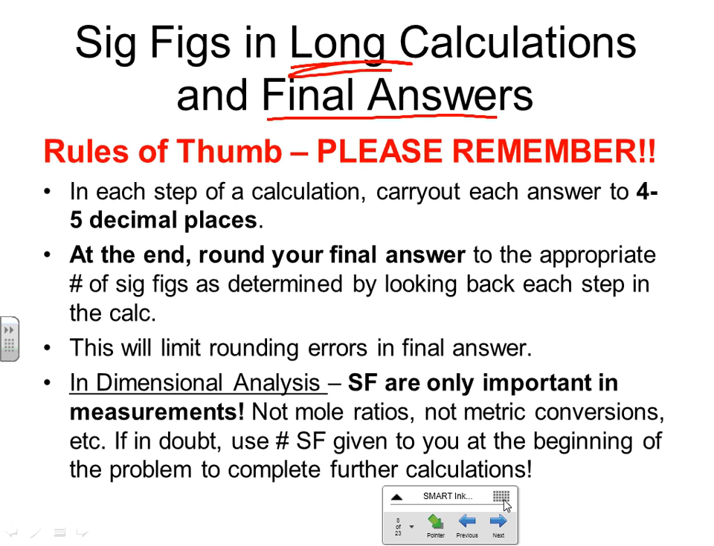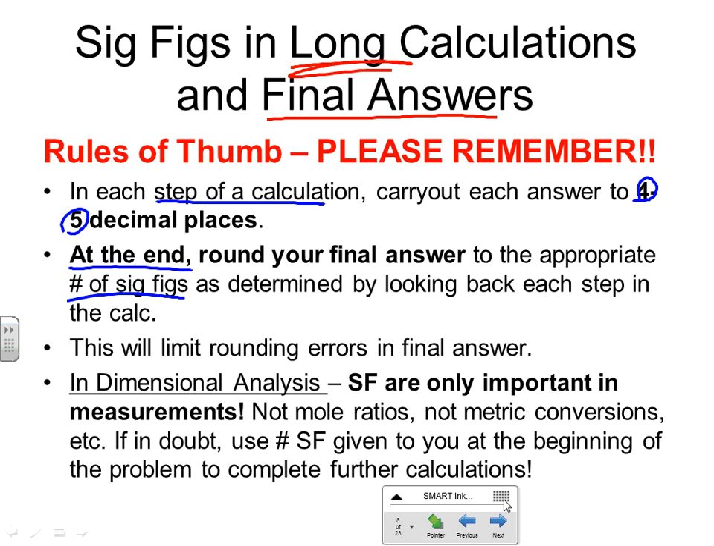Whenever you have long calculations and you've got maybe 4, 5, 6 steps to a long problem, carry out each answer of each step to probably 4, 5 decimal places. That's just going to allow you to maintain some accuracy, because too much rounding in between calculations can cause problems in the end. So you're going to keep about 4 to 5 decimal places, and then when you're done with the whole calculation and you've got a final answer with a string of decimal places, you're going to round your final answer to the appropriate number of sig figs.